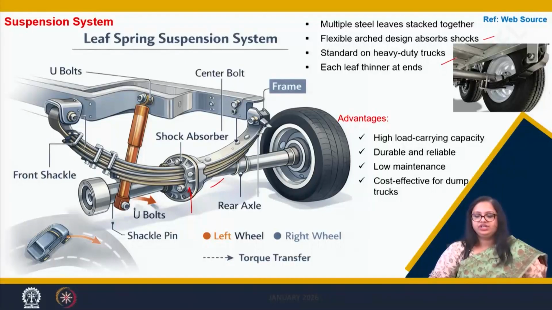So, each leaf is thinner at the end. Why is it thinner at the end? So that the friction between the leaves can be reduced. The advantage of this leaf spring suspension system is that it helps in high load carrying capacity, it is durable and reliable, the maintenance is low, and it is quite cost effective for dump trucks.